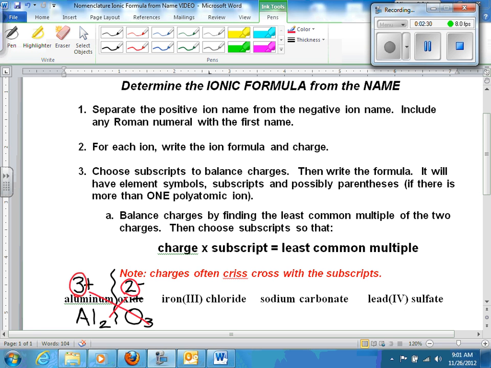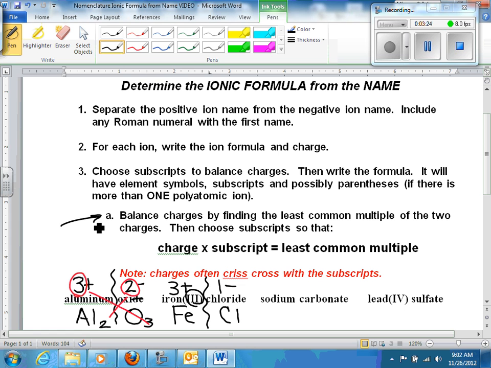Separate the positive ion name from the negative ion name. Include any Roman numeral with the first name. If you get Roman numerals, call yourself lucky. If you're given the Roman numeral, you don't have to determine what the charge is, because the Roman numeral is the charge. For each ion, write the ion formula and charge. So iron is Fe, and since the Roman numeral is 3, the charge is 3+. That's an easy one to look for. Don't look on your periodic table if you have Roman numerals. The chloride is Cl, and its charge is 1-. That comes from chlorine.